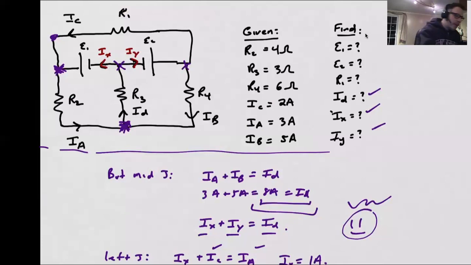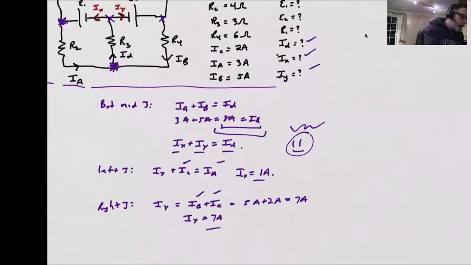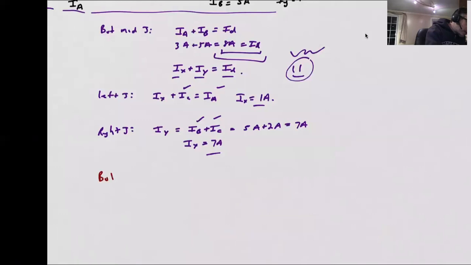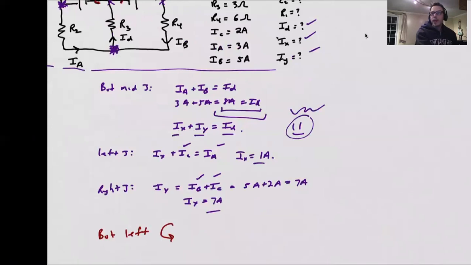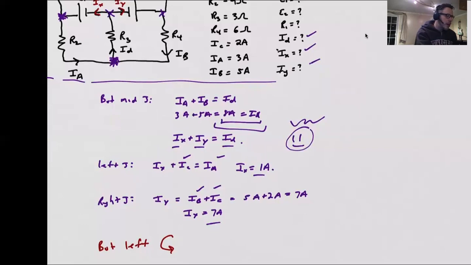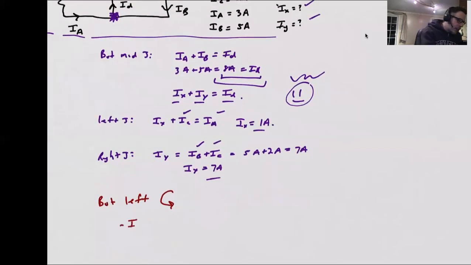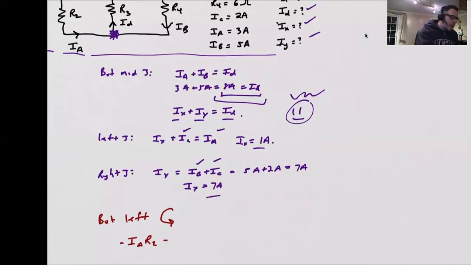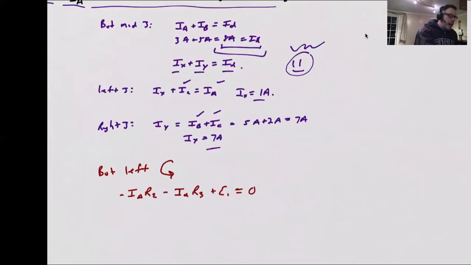So let's do that. I'm going to slightly zoom out here. Since I did the junctions here in purple, I'm going to do the loops in red. I'm going to call this the bottom left loop. And again, I'm going to go in the direction that I've been doing since we started this topic. I'm going to start at that left junction, the purple left junction there. The first thing that I encounter is the current IA going across R2 in the direction of current. Then I come up the middle branch with ID across R3 in the direction of current. And then I go across the battery E1 in the proper direction, and I'm back home.